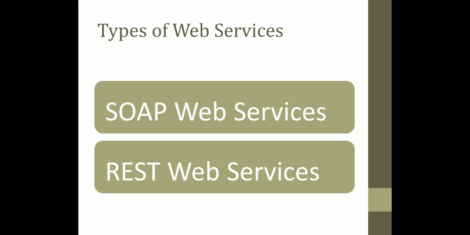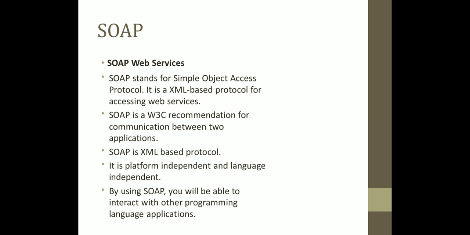So we will start with types. There are basically two types of web services. First is SOAP web services and second is REST web services. For SOAP web services, we have seen that SOAP is an XML based protocol, and the main benefit of using SOAP web service is that it has its own security system.